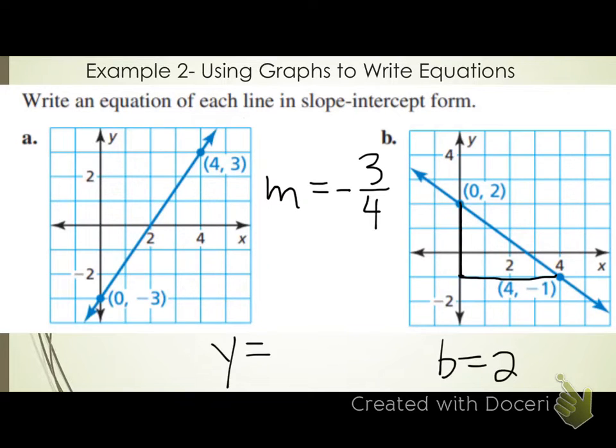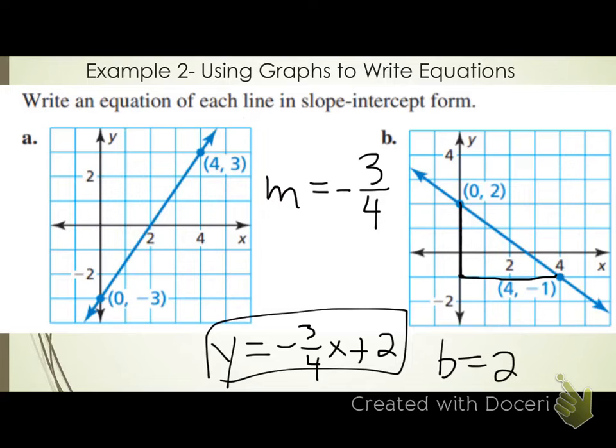Raise your hand, don't shout it out, if you can give me my equation in slope-intercept form. Someone who hasn't answered yet. Y equals negative 3 over 4 plus 2. Don't forget your x, but that is correct. Y equals negative 3/4 x plus 2. Once again, all you need to write your equation in slope-intercept form is a slope and a y-intercept. Questions on letter B? We okay with that one?